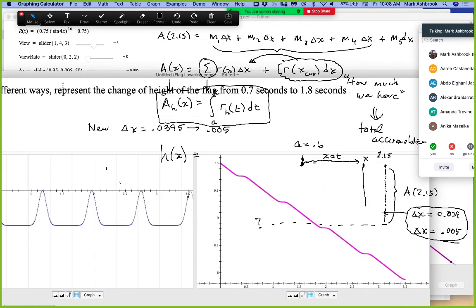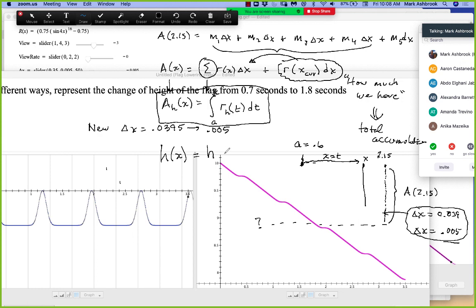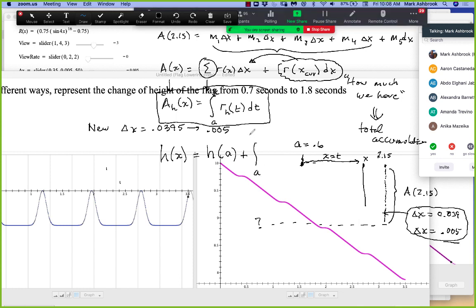Can you see that? So now, if I knew what the height at 0.6 actually was, right here, and just added on that height at 0.6, then from that height we'd have the net change, and we'd be tracking the height of the flag now. So what is the height at 0.6? I wrote a here, h of a. It's the height at our starting value. And now we're going to add on all the change since a.